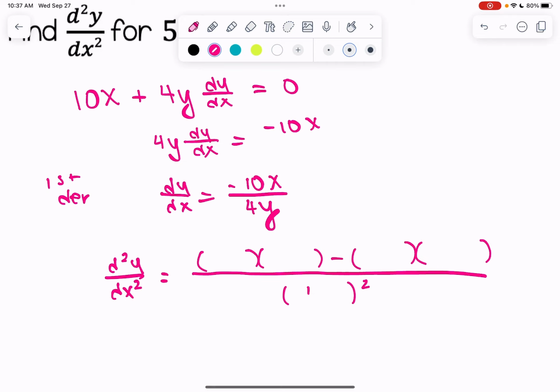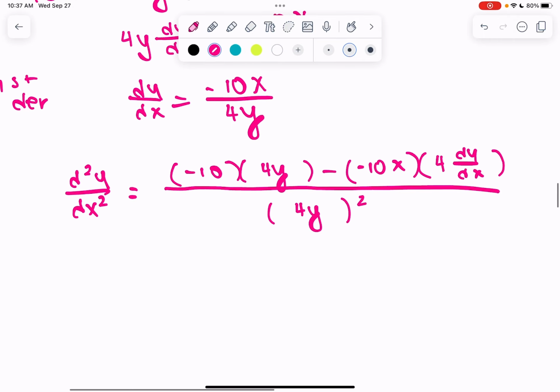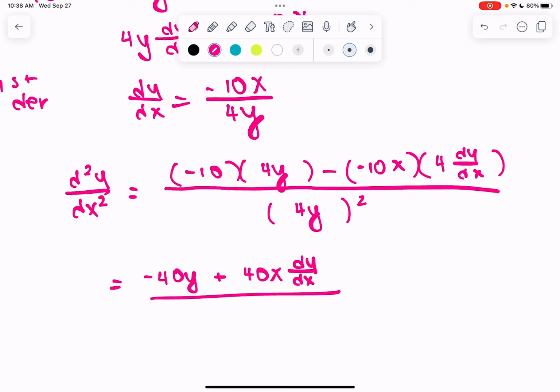All right, so I'm going to plug all of my original functions into their appropriate places. And now let's fill in the derivatives. The derivative of negative 10x is negative 10. The derivative of 4y is 4 dy/dx. Let's clean this up a little bit. So I have negative 40y plus 40x dy/dx. You can simplify the denominator if you want to, so 16y squared.